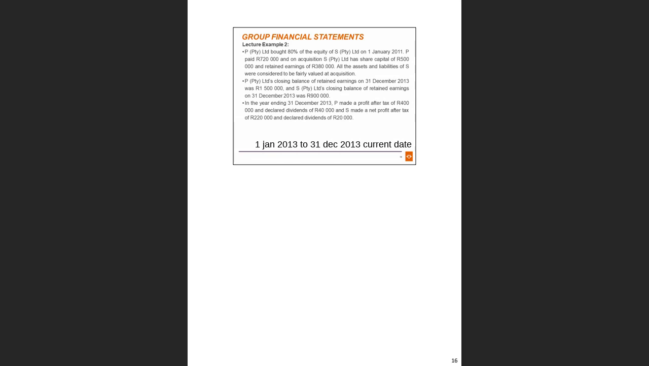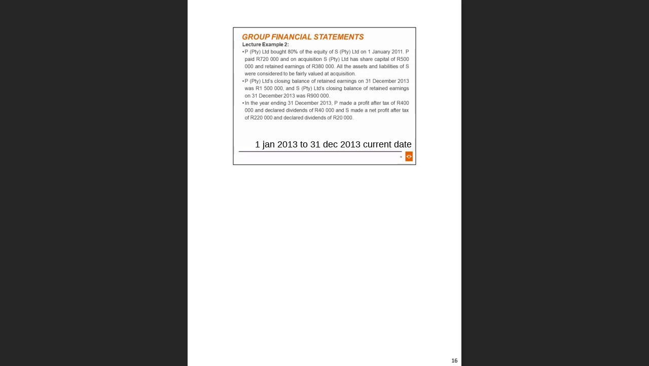What I'm trying to demonstrate here is that before acquisition, before the 1st of January 2011, the retained earnings was 380,000 Rand. We said that was the pre-acquisition retained earnings because it was just before acquisition. Then from the 1st of January, S was acquired by P. So from the 1st of January 2011 to 31 December 2013, this is our post-acquisition retained earnings, and you calculated that this was 520,000 Rand.